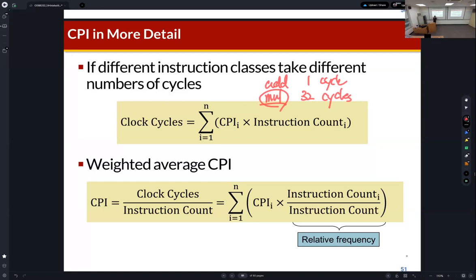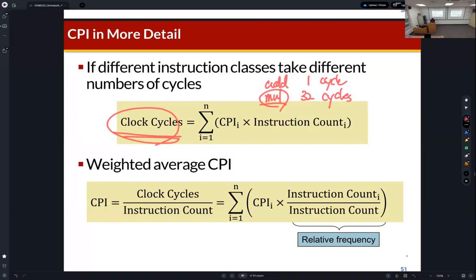Actually, different types of instructions exhibit different CPI. Okay, so which means we need to average all these different CPIs of different instructions, right? So this is the example. Because different instructions exhibit different CPI, the total clock cycles are the summation of CPI multiplied by instruction count.